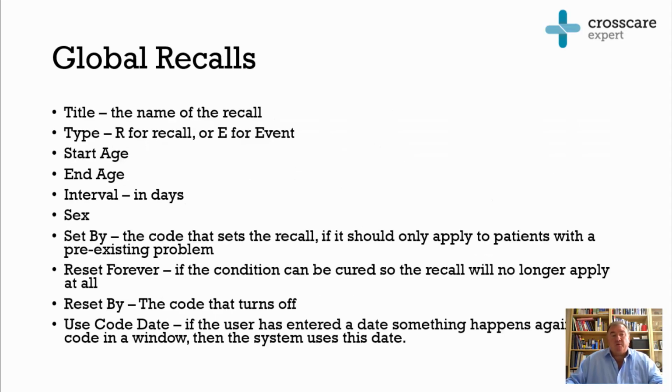The headings across the window are title, type, start age, end age, interval, sex, set by, reset forever, reset by, and use code date. So the title is the name of the recall. There are two types, so you can either have the system generate the recall for you, or if you use E for event, it will highlight the fact that an event has taken place for that patient. It's probably not a great place to put events, but the code works exactly the same way.